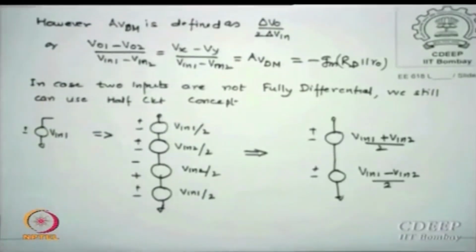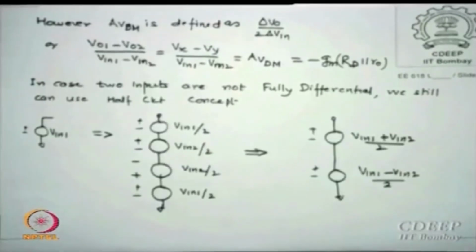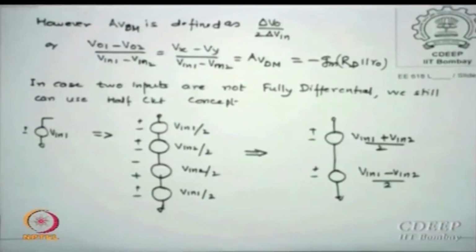However, the point which we actually took care of in all our definitions so far is that we said Vn1 and Vn2 are such that they are differential. What does that mean? We said if one changes by plus delta Vn, the other must go down by delta, but that is not very necessary, as I will show you later. Okay, this is a good condition to start with, and we still say it is doable even if they are not fully differential.